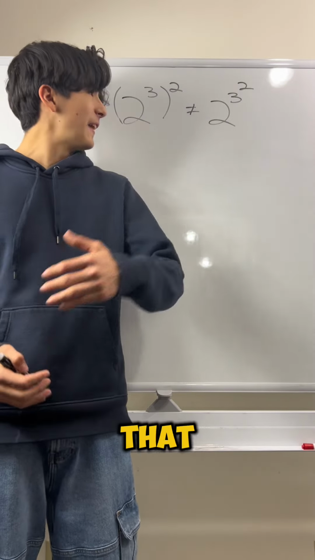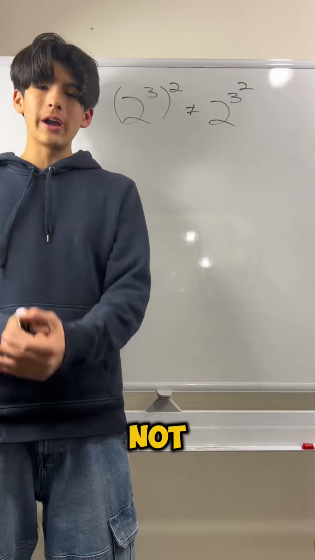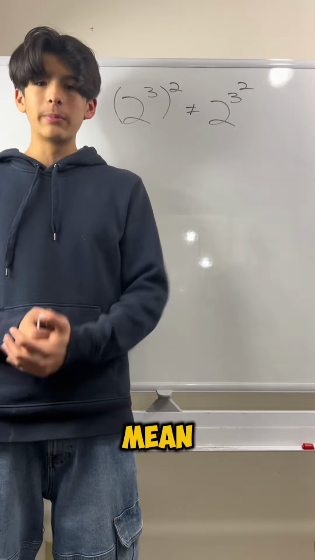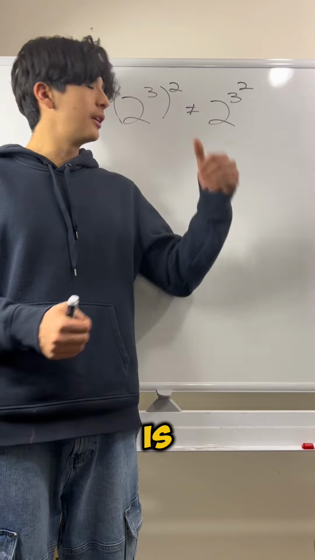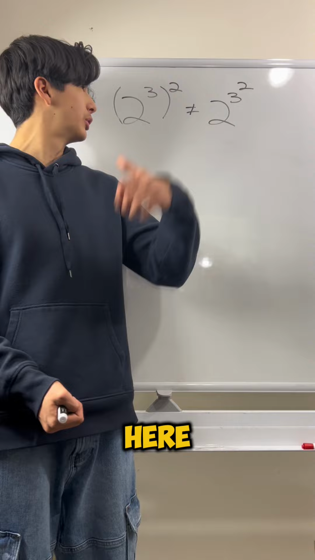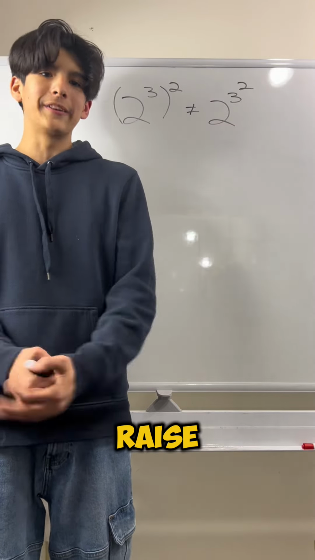But keep in mind that these two notations are not equal to each other. And even though they may seem really, really similar, they don't mean the same thing. This is called a power tower. And instead of multiplying the exponents like you do here, you raise the exponents.